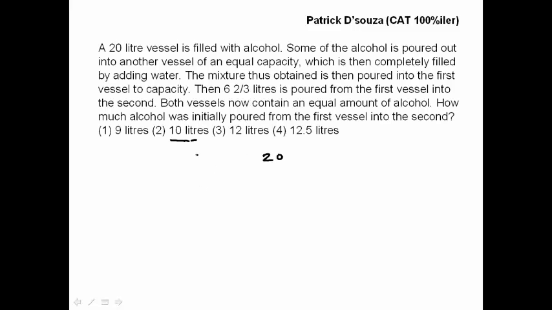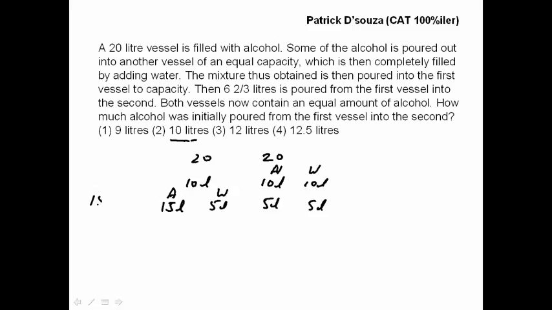So of 20 liters, I'm removing 10 from the first and putting it in the second. So now 10 liters alcohol, 10 liters alcohol, filled with water. Now there is alcohol 10 liters and water 10 liters. Now I'm removing 10 liters and putting it back here. When I'm removing 10 liters, 5 liters alcohol will go, 5 liters water will go, and out here you will have 15 liters alcohol and 5 liters water. Because the alcohol and water are in equal quantities, 5 and 5 will go. Now I'm removing 6 2/3 out here.